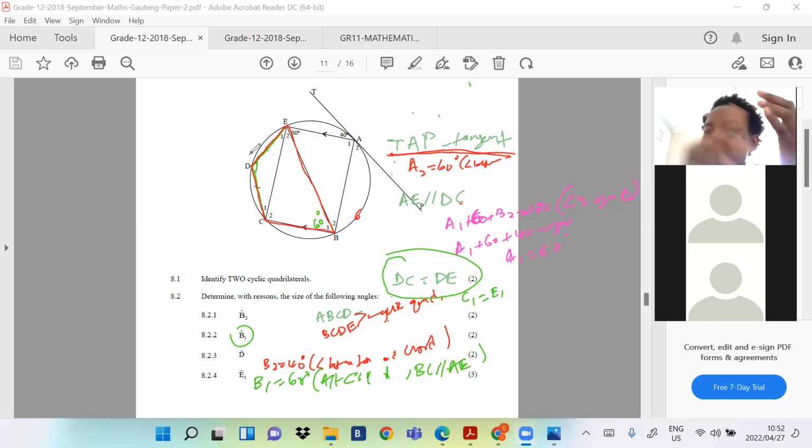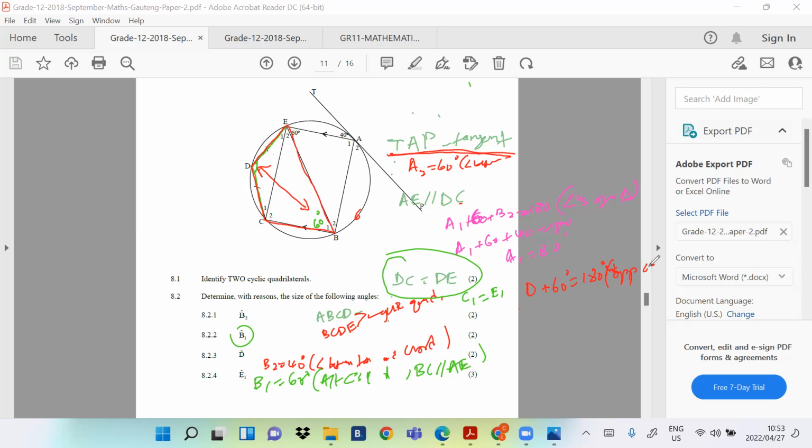Then what do we have? Opposite angles. That's the opposite angle. So you see, D plus 60 degrees is 180. Opposite interior angles of a cyclic quad are supplementary. Therefore, D will be 120 degrees. But if we are losing you, you must say so, okay?